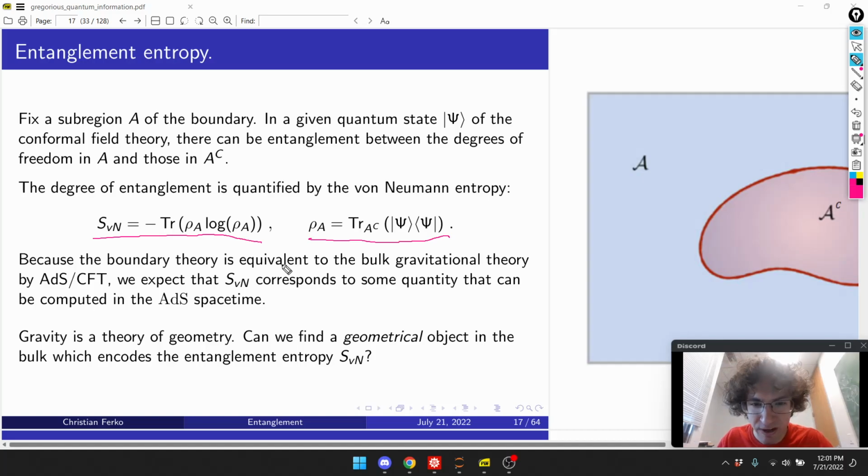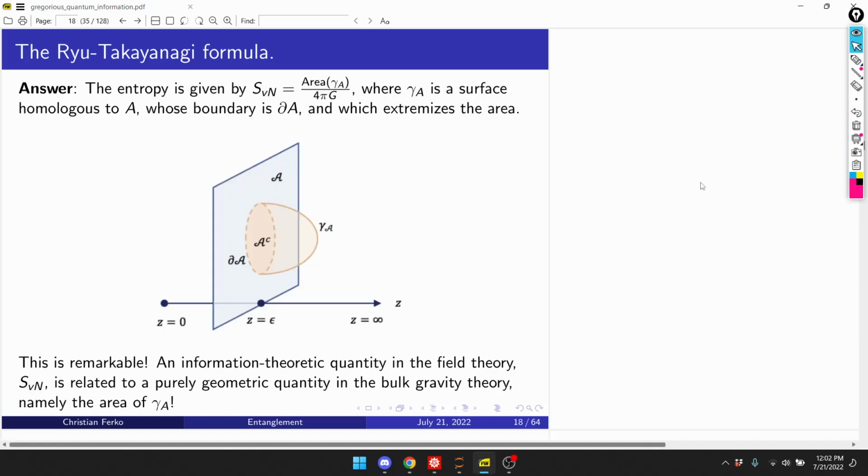Now, I just told you there's an exact correspondence between this theory on the boundary and a gravity theory in the bulk. So if you believe that, you should ask, can you find something in the gravity theory which corresponds to this quantity in the boundary? If there's an exact correspondence, this number that I compute in the boundary theory should correspond to something in the bulk. And since gravity is a theory of geometry, you might think, well, is there a geometrical object which encodes this entanglement entropy? And the answer is, again, yes.